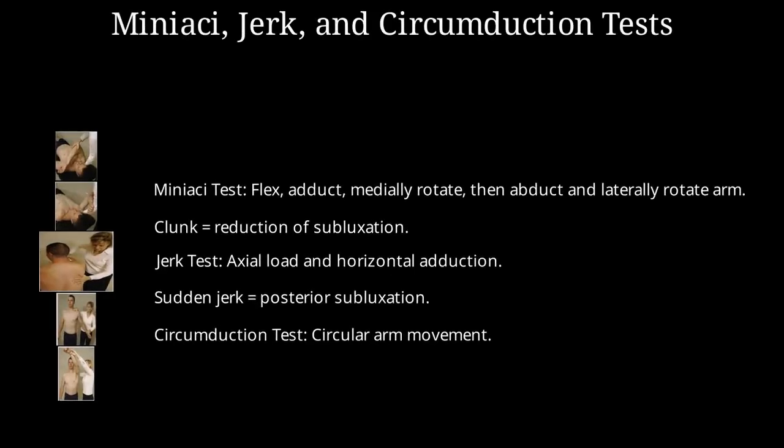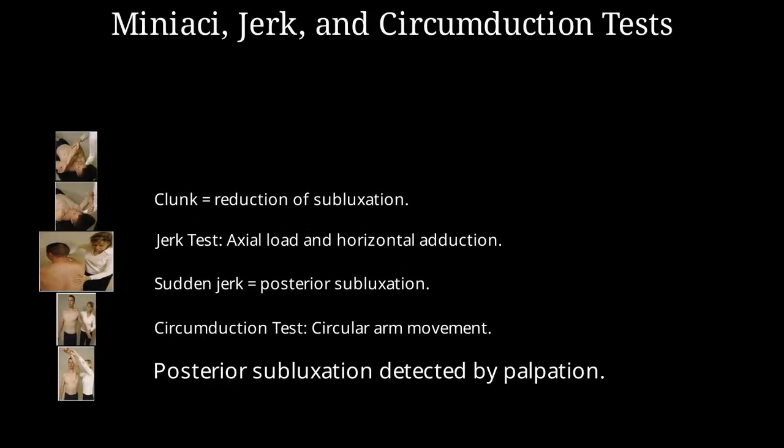The Miniaki test checks for posterior subluxation by flexing, adducting, and medially rotating the arm, then abducting and laterally rotating it. A clunk indicates reduction. The jerk test involves axial loading and horizontal adduction, with a sudden jerk indicating subluxation. The circumduction test involves moving the arm in a circular motion to detect posterior subluxation.